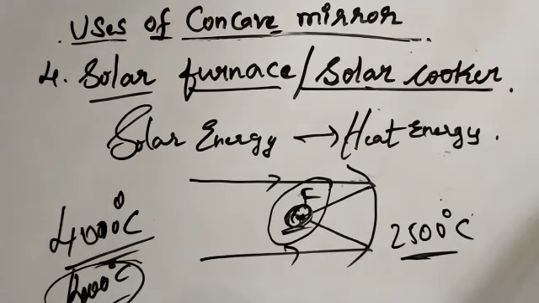So the main principle in the solar furnace is also that rays of light passing parallel to the principal axis, after reflection, pass through the principal focus. That means all the rays of light come and meet at a single point, the focus. I hope everyone has understood. I have tried to explain the uses of concave mirrors in detail.